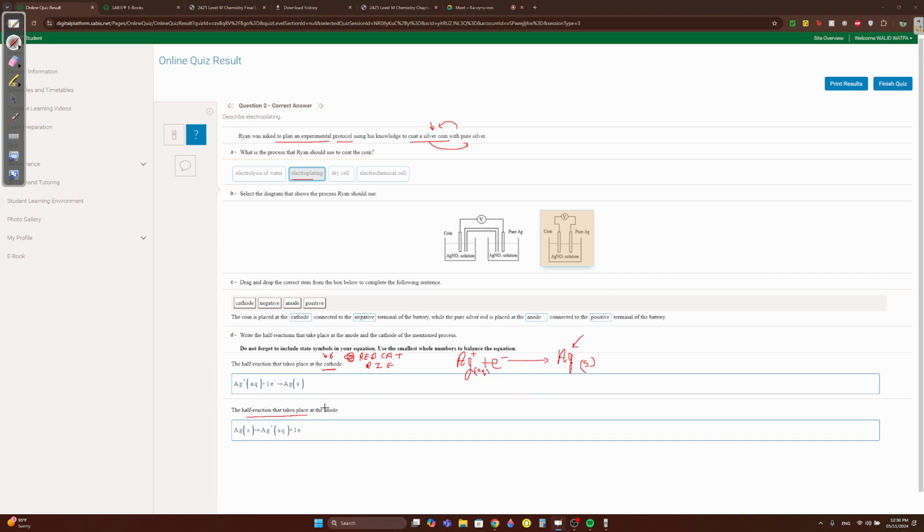Okay, the half reaction that takes place at the anode. At the cathode, this is reduction, so at the anode this is obviously oxidation. Oxidation is loss of electrons. So Ag, it was solid here, right? It was solid, turns into an ion. So it loses an electron and becomes an ion, aqueous. This stuff's easy, guys.